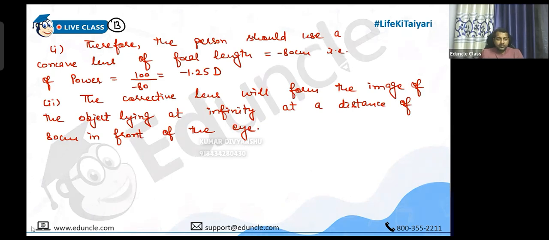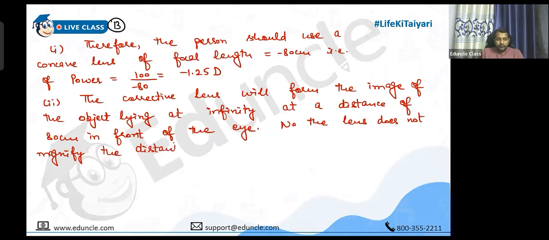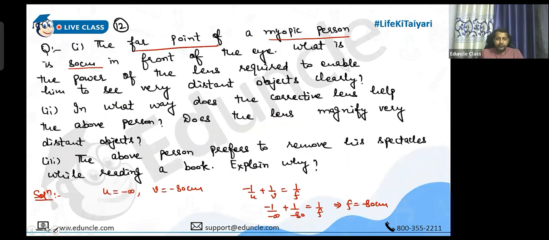Yes. The question was, does the lens magnify? No, the lens does not magnify. In fact, it reduces the size of the object. Then why is the eye able to see the object at infinity now? Because now the lens is forming the virtual image of the object lying at infinity at a point 80 centimeter in front of the eye. Clear?